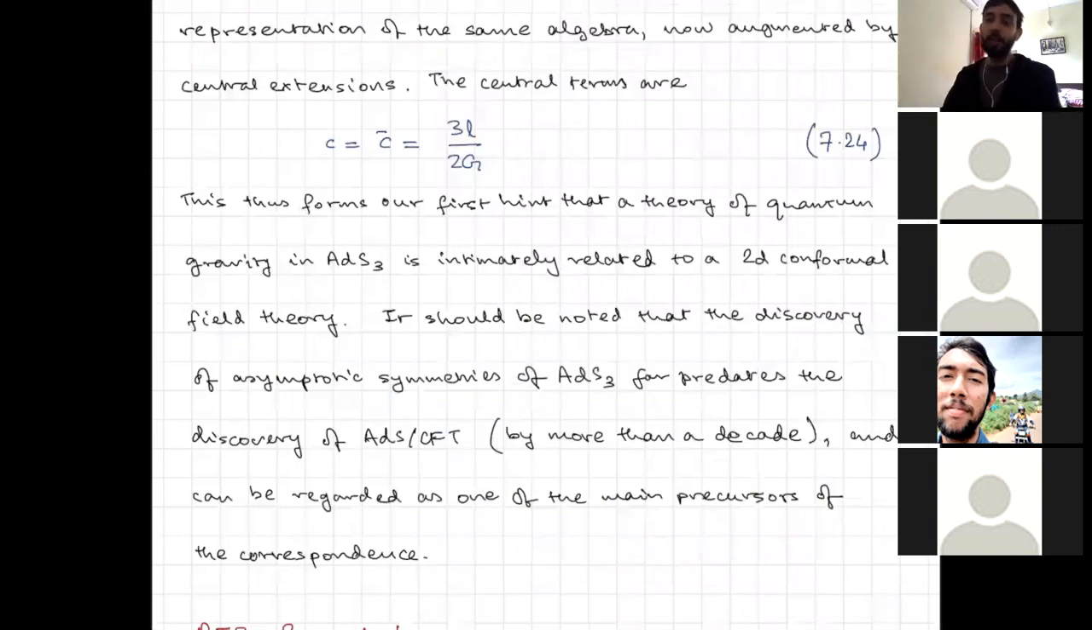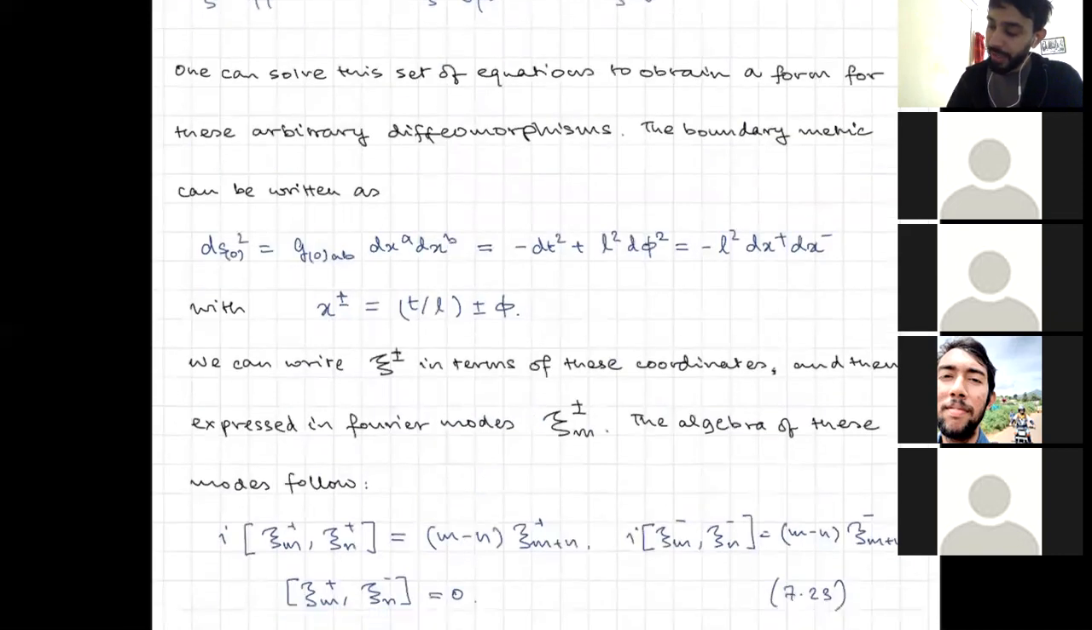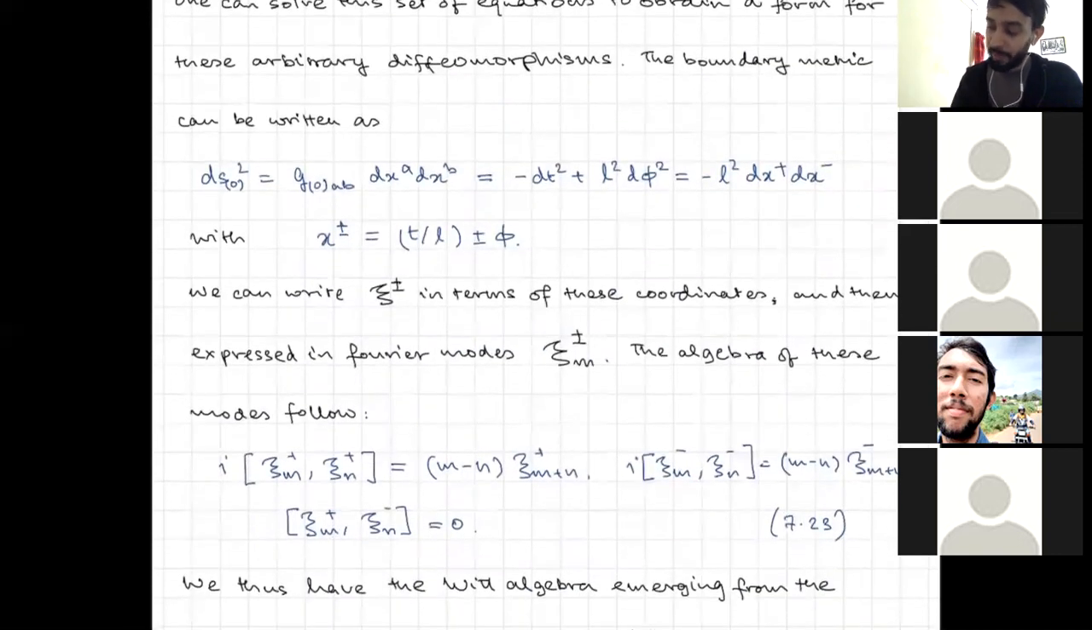This is again a little too far for me to do in this one little class. But this algebra is now going to be augmented with central extensions. So if you just look at what the algebra of these particular diffeomorphisms is, that is the Witt algebra. But if you're looking at the charges, you get the emergence of a central charge piece from here.